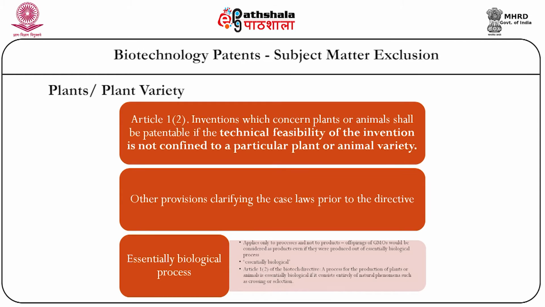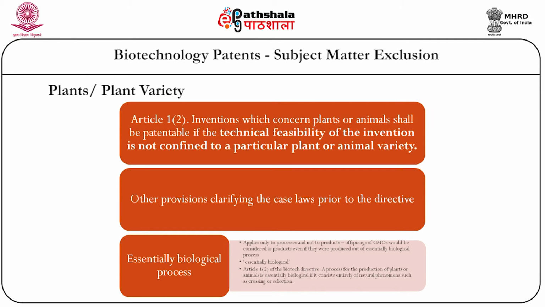Now, what are essentially biological processes that are excluded? It applies only to processes and not to products. That is very important because these are related to essentially biological processes. Offspring of GMOs, that is genetically modified organisms, would be considered as products even if they were produced out of an essentially biological process. It means self-replicating seeds, self-replicating plants which produce seeds. Seeds of such plants would be covered by the patent precisely because, although these are produced out of essentially biological processes, they were produced through GMOs.